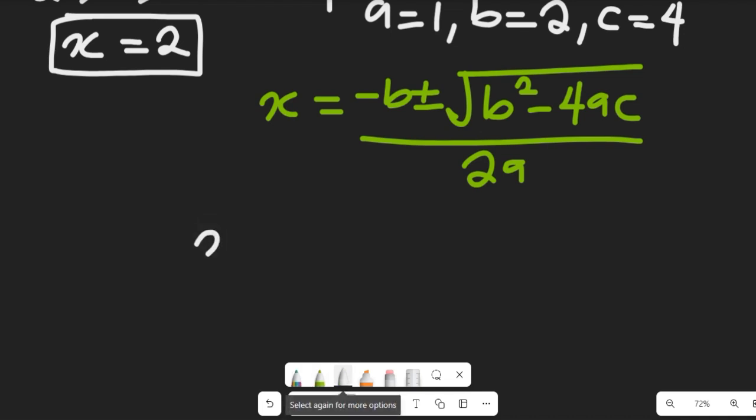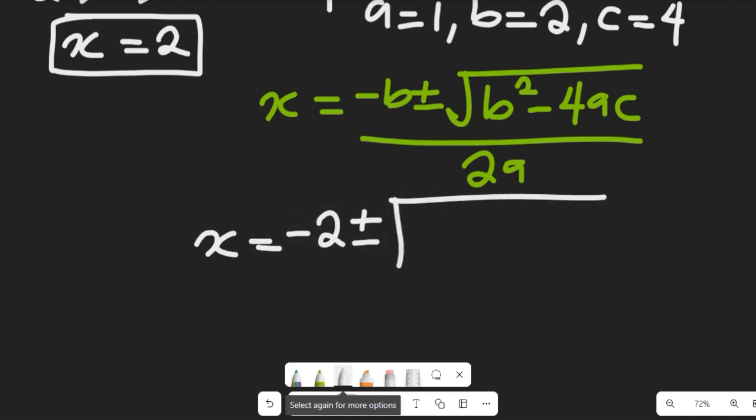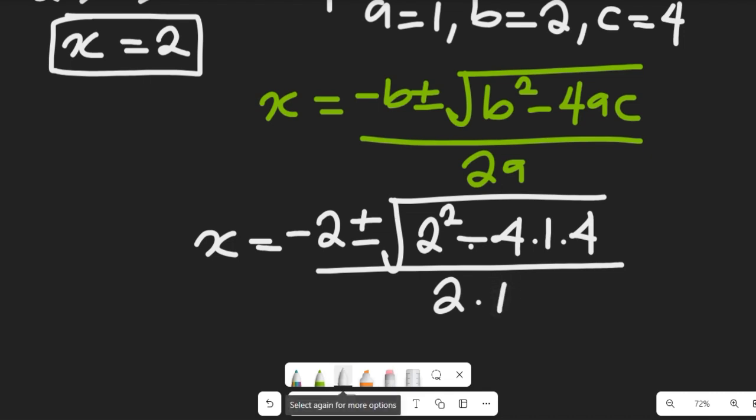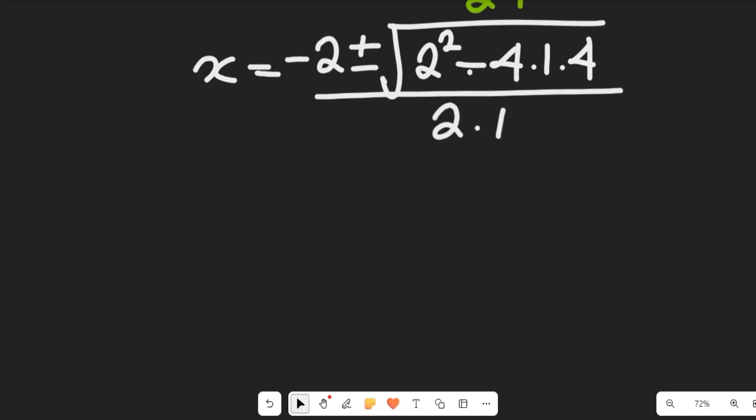Hence, our value of x will be equal to negative 2 plus or minus the square root of 2 squared, that is b squared, minus 4 multiplied by 1 multiplied by 4, right? And all this will be divided by 2 multiplied by a, which is 1. Great. Now from that expression, you can simplify for x.